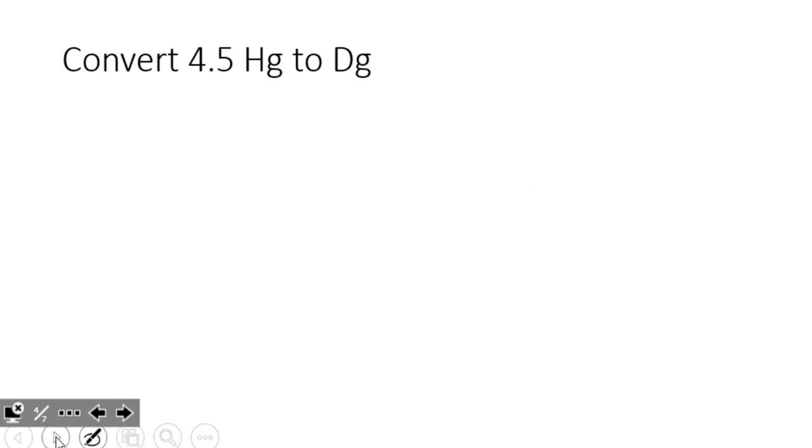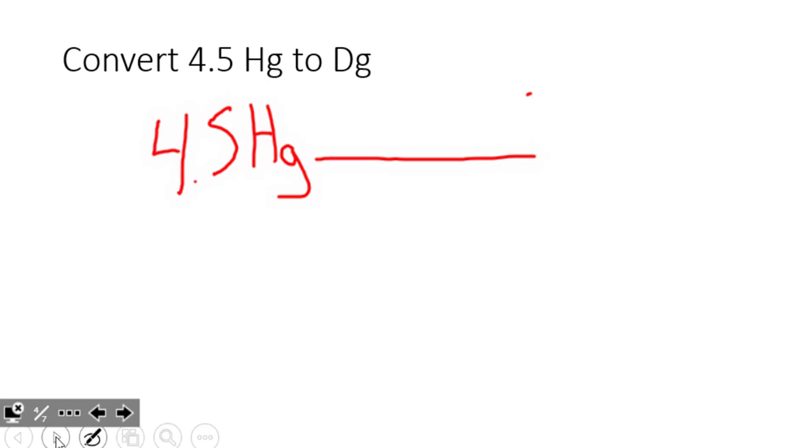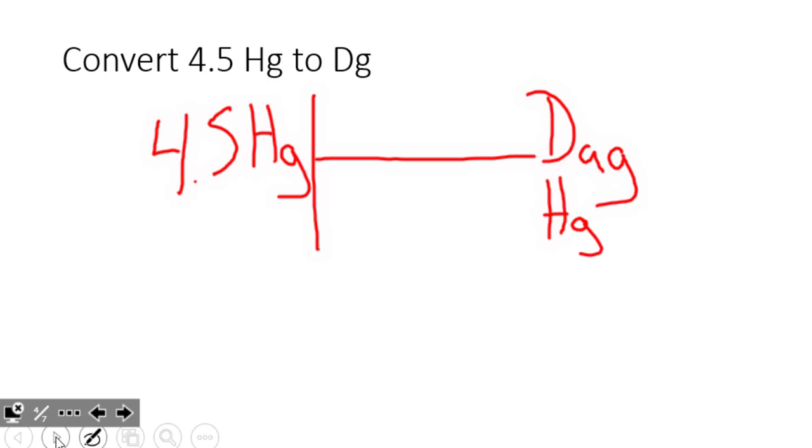All right, a little bit harder one, okay? We're going from hectograms to decagrams. So we start with 4.5, just like always. Hectograms to decagrams. You also see it DG or DAG. Both of them are acceptable. All right, process is the same, okay? HG on bottom, that way they cancel out, okay? Which one is bigger, hecto or deca?